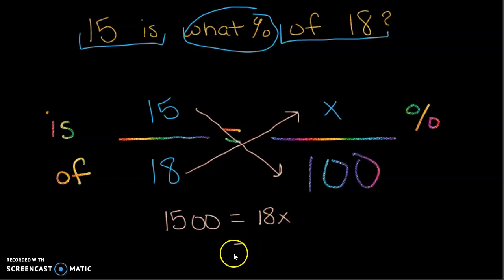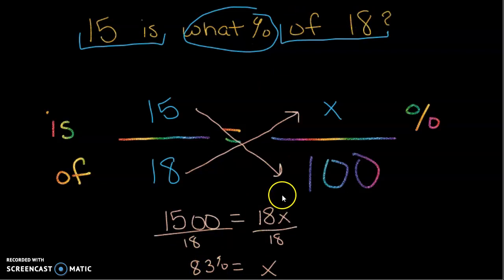Now, x is what I'm trying to solve for, so I have to get rid of this pesky 18. Instead of 18 times x, I have to use my one-step equation skills and do the inverse operation. So I need to divide by 18. In your notes, it says divide by the number with your variable. So 1,500 divided by 18 is 83.3. So 15 is about 83% of 18.